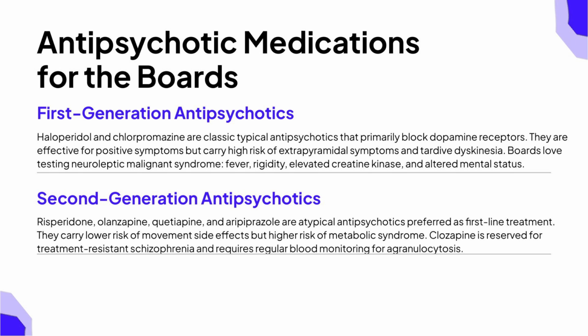Second-generation or atypical antipsychotics like risperidone, olanzapine, quetiapine, and aripiprazole are preferred as first-line treatment. They carry lower risk of movement side effects but higher risk of metabolic syndrome, including weight gain, diabetes, and high cholesterol. The special case is clozapine, which is reserved for treatment-resistant schizophrenia and requires regular blood monitoring for the potentially fatal side effect of agranulocytosis.